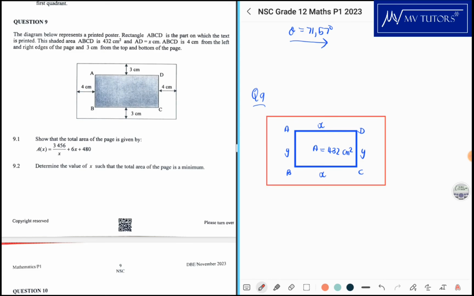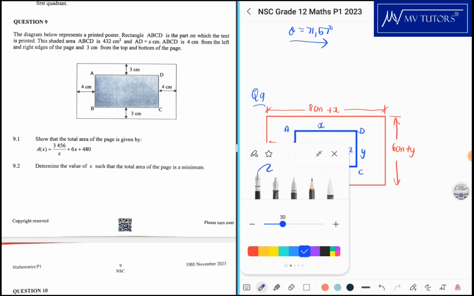Because we know that we have 4 centimeters over here and another 4 on the other side, I would say 8 centimeters plus x. I don't know if I'm going to need this, but I'm just putting it there. And then we have 3 plus 3, so that's 6 centimeters plus y, that would be the length and the breadth. Those are the kind of things I would put in my exam paper so that I can answer questions that follow.